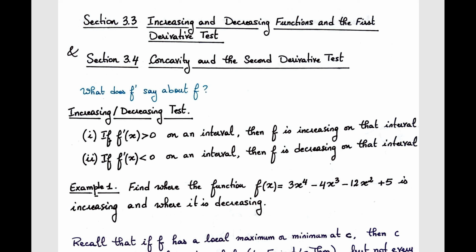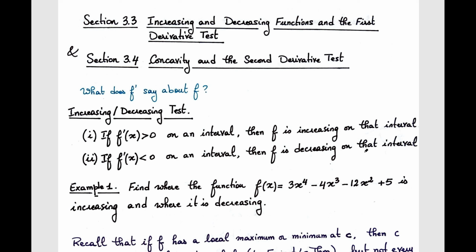It says the following. If f prime is positive on an interval, so if you take the derivative of the function f at any point on a given interval, and you always get a positive entity, then the function f must be an increasing function on that interval. And if f prime is negative on an interval, meaning if you evaluate f prime at any point on that interval and you always get a negative entity, then the function f must be a decreasing function on that interval.